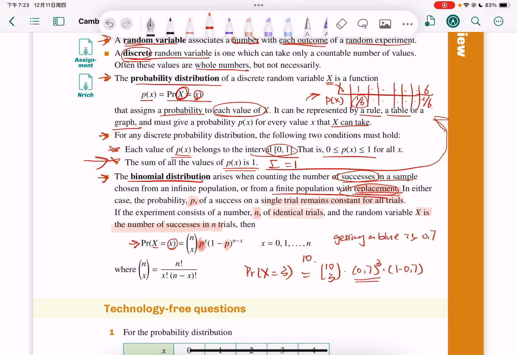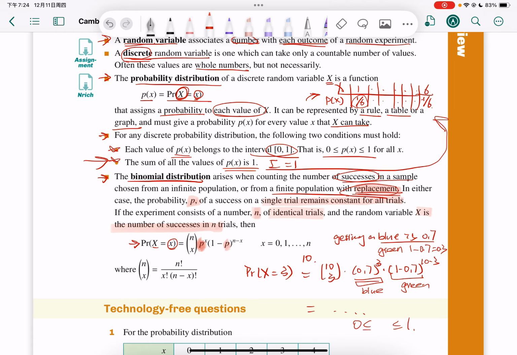So sum of all the values of px is equal to 1. So if we are getting a blue pen, the probability is 0.7, then getting a green pen should be 1 minus 0.7, which is 0.3. That's getting a green, and that's getting a blue. And don't forget the power, which is 10 minus 3. That's 7. And you should get something which is greater than 0 and smaller than 1.